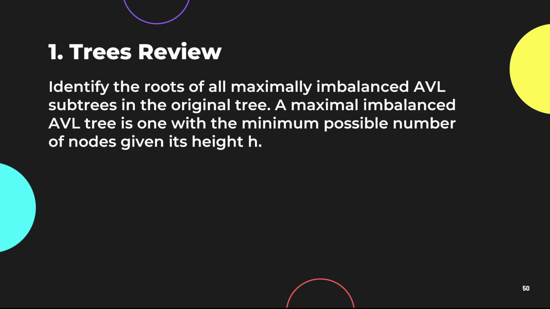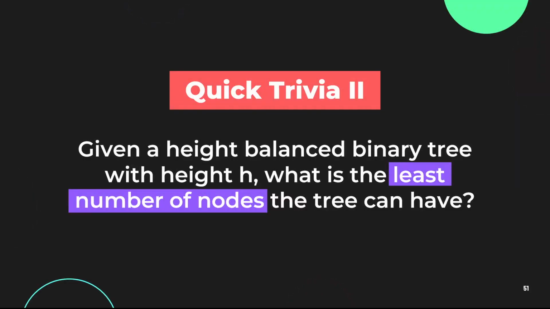Then we are going to discuss what we call a maximally imbalanced AVL tree. A maximally imbalanced AVL tree is a tree with the minimum possible number of nodes given its height h. So if I give you a height, for example height 3, what is the minimum number of nodes you can place such that it will become an AVL tree? I want it to be a minimum number of nodes. Can try it. 2 raised to h by 2.